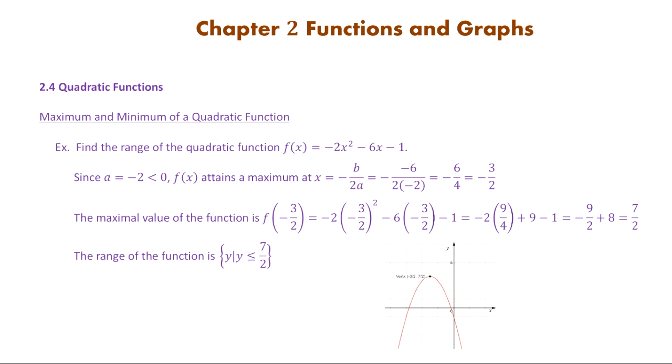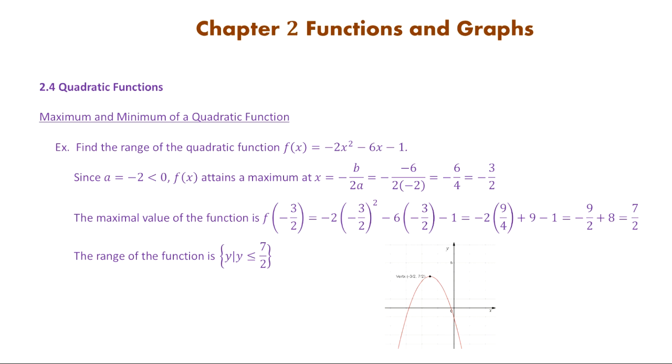So negative 2 times negative 3 over 2 squared minus 6 times negative 3 over 2 minus 1. Next, negative 3 over 2 squared, you got 9 over 4. And then negative 6 times negative 3 over 2, you get a 9 if you multiply and simplify it. You can do it in different ways. You can multiply 6 by 3, you get 18 over 2, you get 9, or you just cancel 2 from 6, you get 3. 3 times 3 is 9, okay?